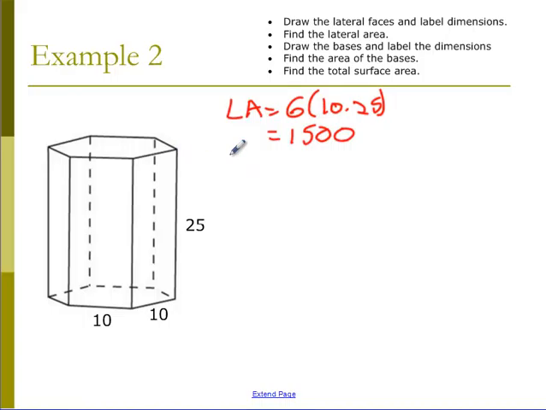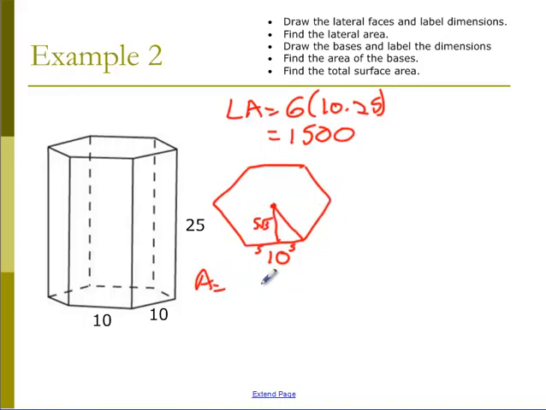Now for each base, they're each a hexagon. So let me draw the hexagon out. Each base is 10. Go ahead and draw in the apothem. When you draw that in, that splits this side to 5 and 5. So the apothem is 5 square root of 3 because they're 30, 60, 90 triangles. Area of one hexagon is 1/2 apothem times perimeter. And the perimeter, because it's 6 sides, is 60. 10 times 6.